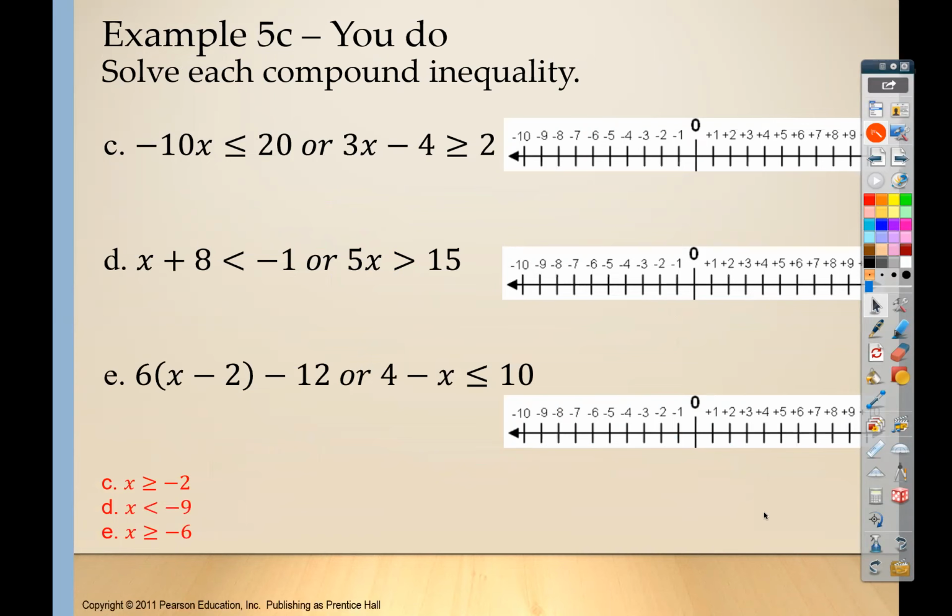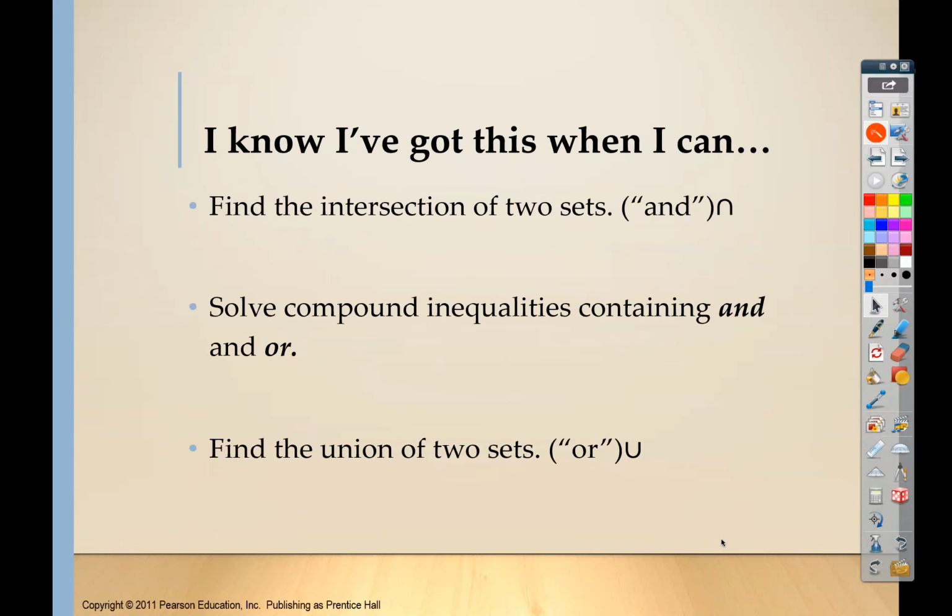Okay, and your answers are listed at the bottom. So I know I've got this when I can find the intersection of two sets using the word and and the intersect symbol. Solve compound inequalities containing and or or, and then find the union of two sets using or and the union symbol.